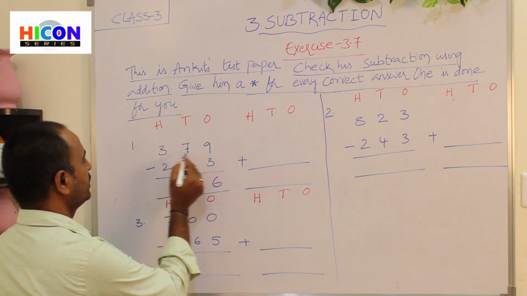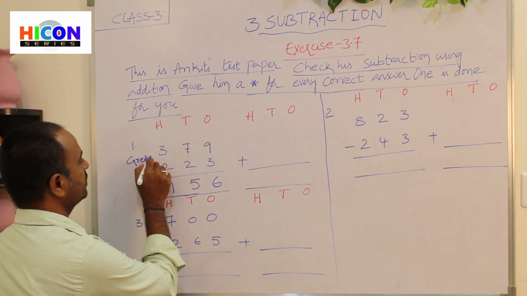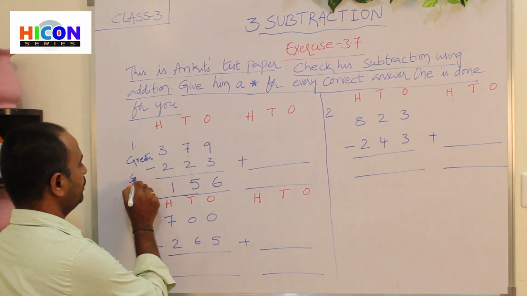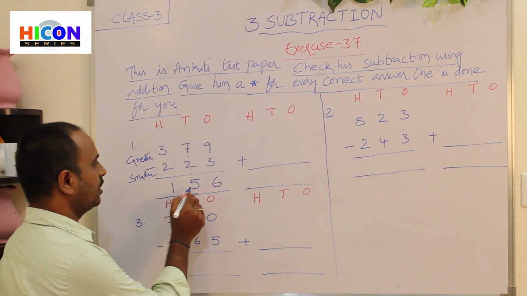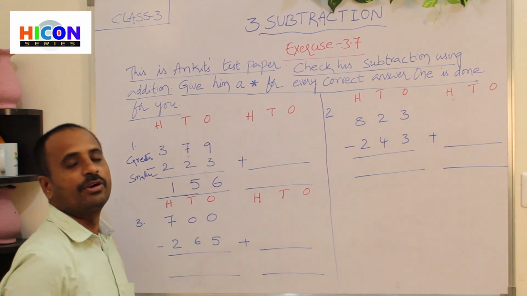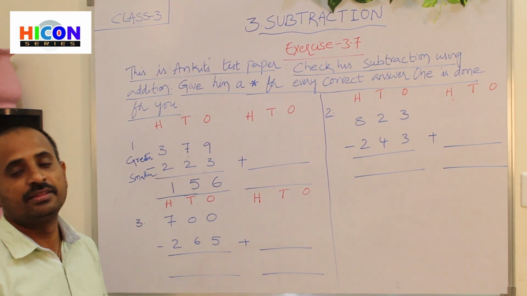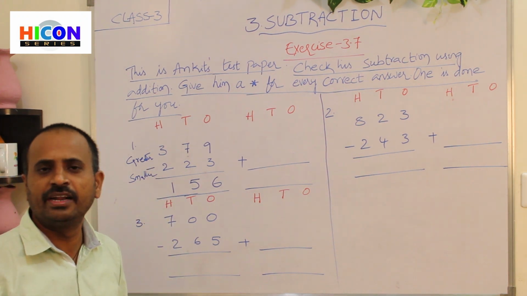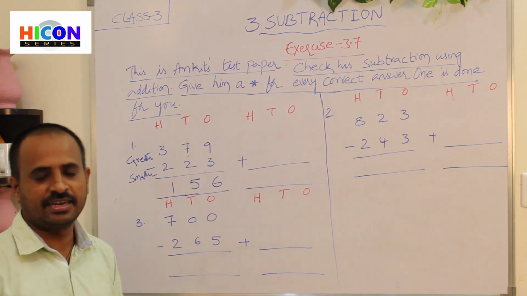So children, see, this is the greater number. That is, the first number is the greater number. And the second number in the subtraction is called the smaller number. And this is called the difference. Now we have to add the smaller number to the difference. Then we should get a greater number. So if we get a greater number by addition, our answer is correct.